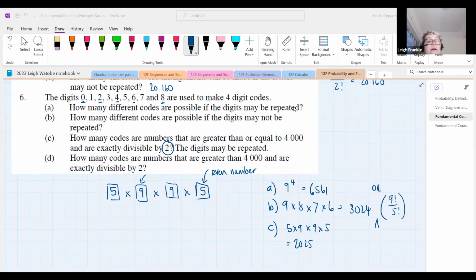Okay, Nhlanhla. But it has to be greater than or equal to 4,000. So there can be a 4, a 5, a 6, a 7, or an 8. So that's only 5 possible options in the first block, because the number has to be greater than or equal to 4,000. So you can only have a 4, a 5, a 6, a 7, or an 8 in that first block. So that's 5 options.